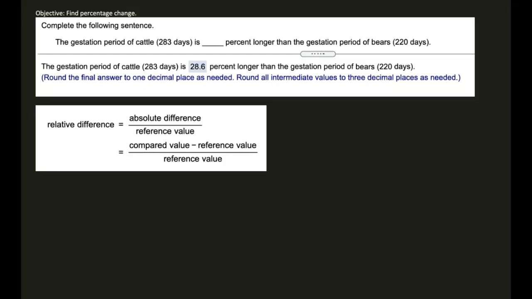So what that means is that this 283 days for cattle is a compared value. And then the 220 days for bears is a reference value. And notice that the reference value appears twice in this relative difference formula.